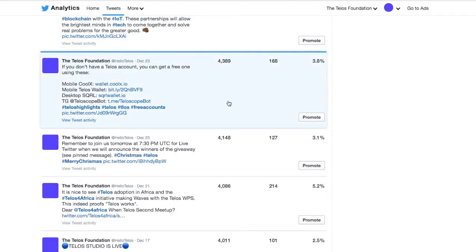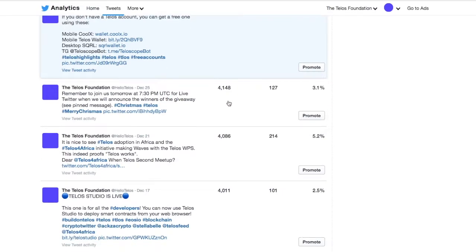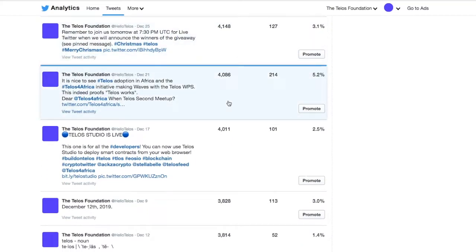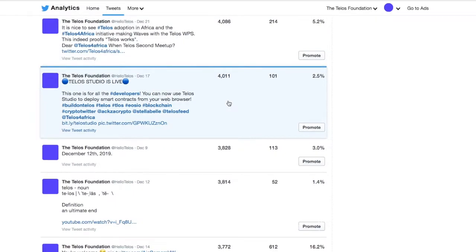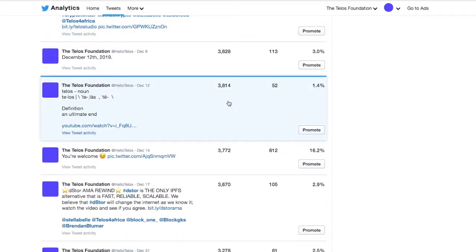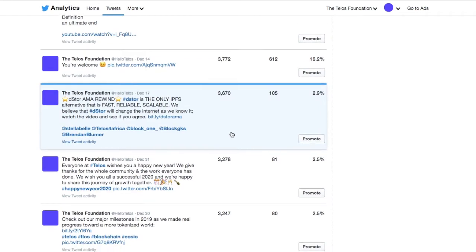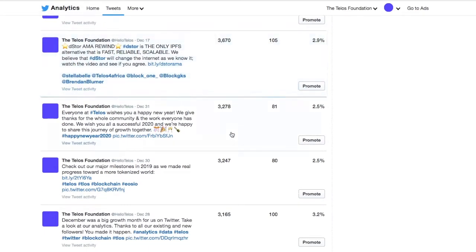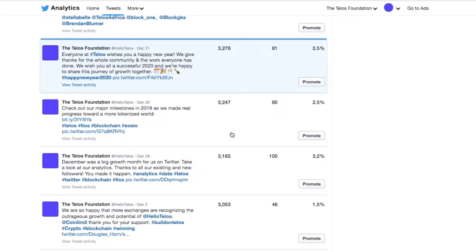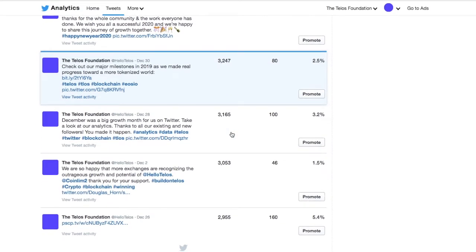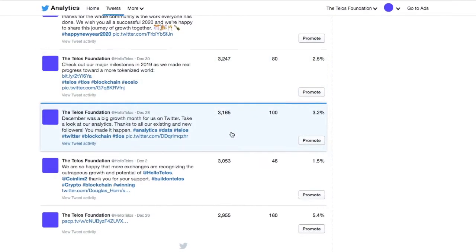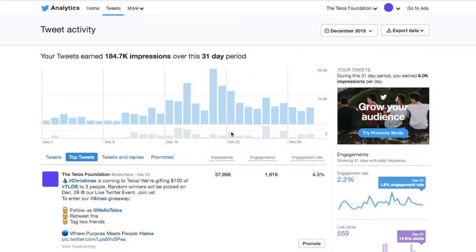37,000 reach is a lot, especially because it's not paid. It's all organic, meaning we didn't put any ads on it. So these are all the tweets, and you can see the different engagement numbers there. Most tweets don't get 37,000. They get maybe 5,000, 9,000. 10,000 is good. That's a decent number for organic reach.